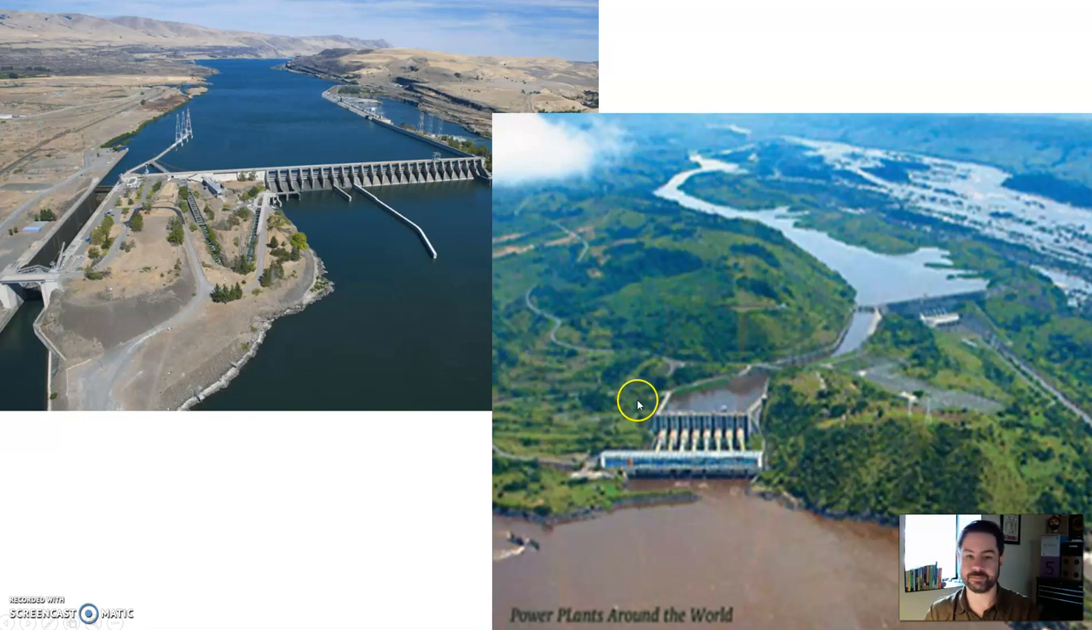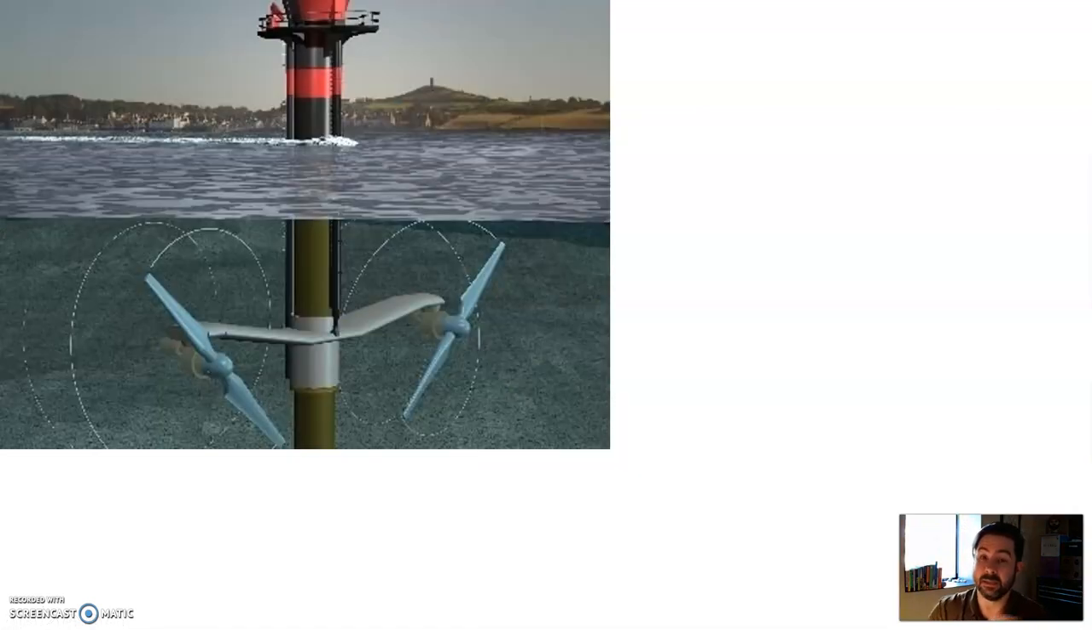Run of the river. And then the third way to utilize moving water is tides. Tides rise and fall naturally along the coasts, in the oceans.